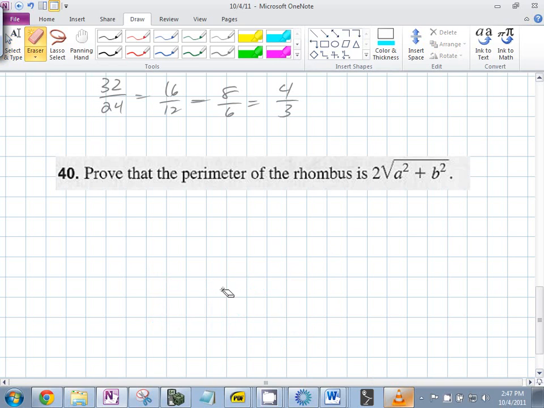That's not a good rhombus, is it? Why isn't that a good rhombus? The side lengths are different. Yeah. So we know this is true, right?